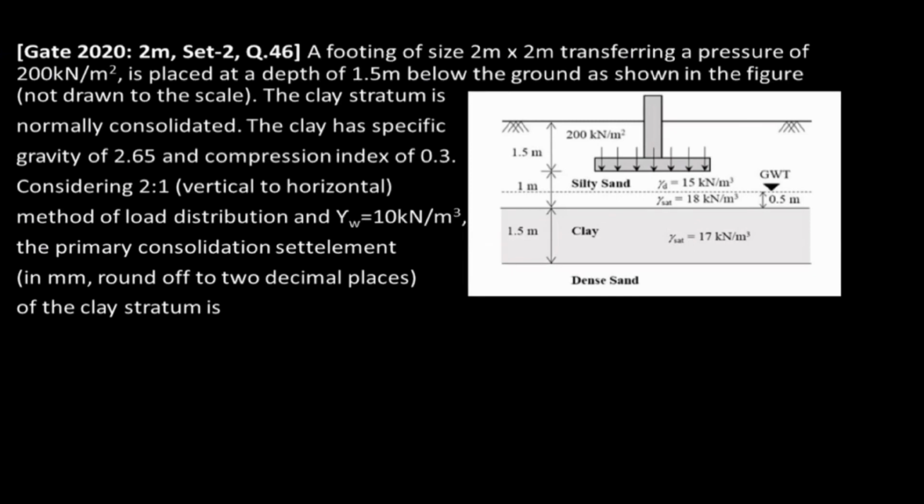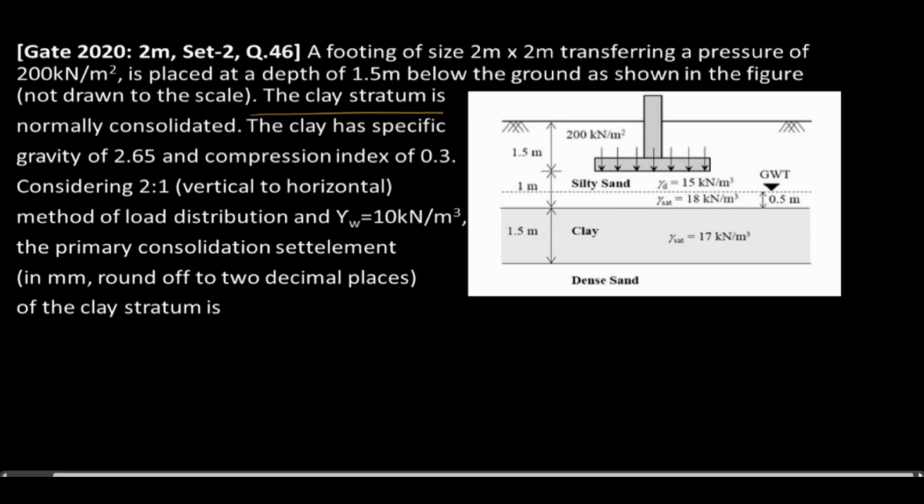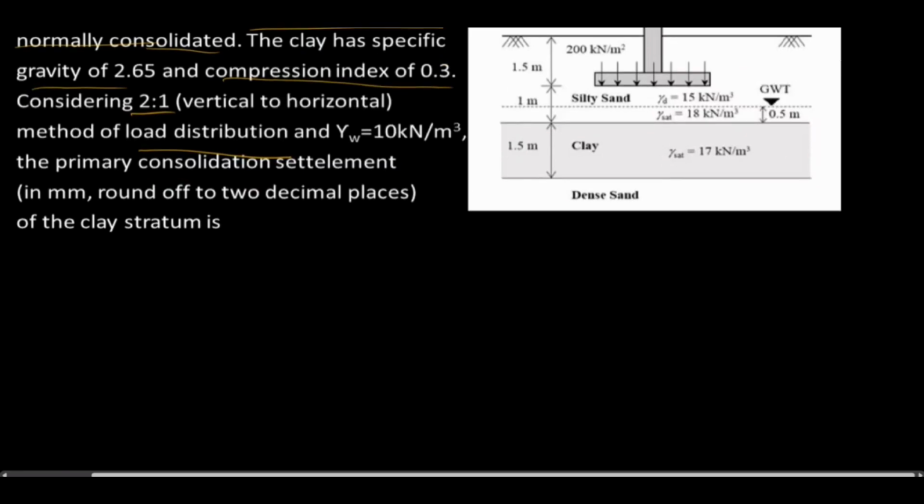In this question, they have given a footing which is placed 1.5 meter below the ground and it is transferring a pressure of 200 kilonewton per meter square. And they have also said that the clay stratum is normally consolidated. They have given the specific gravity of clay and the compression index, and they told to consider the 2:1 method of load distribution. The primary consolidation settlement of the clay stratum is the solution.